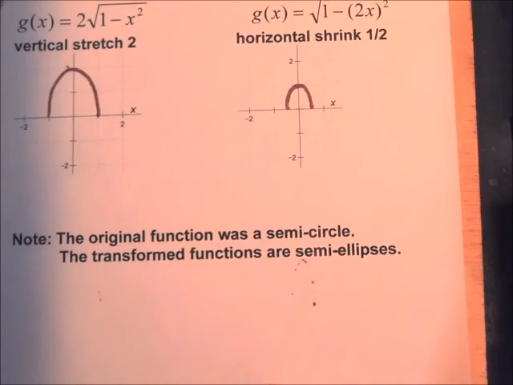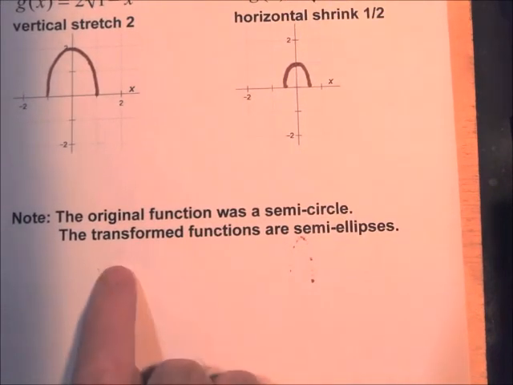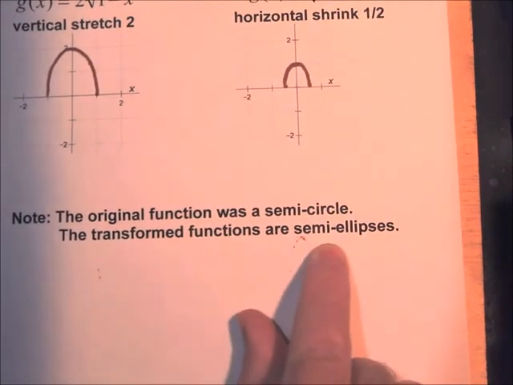So the original function was a semicircle. In this case, the transformed functions are semi-ellipses.